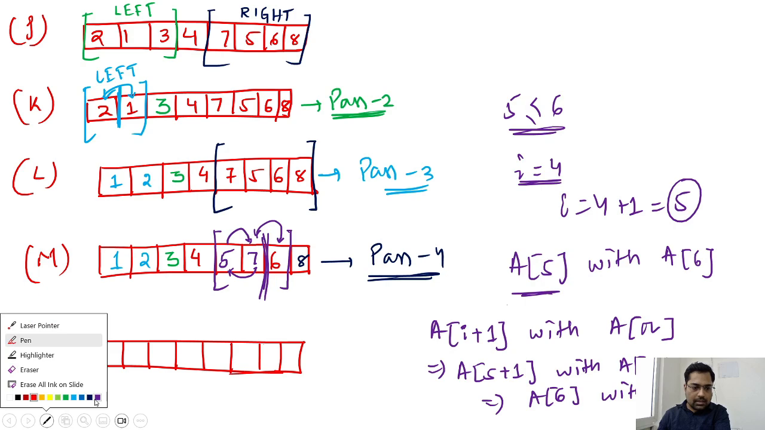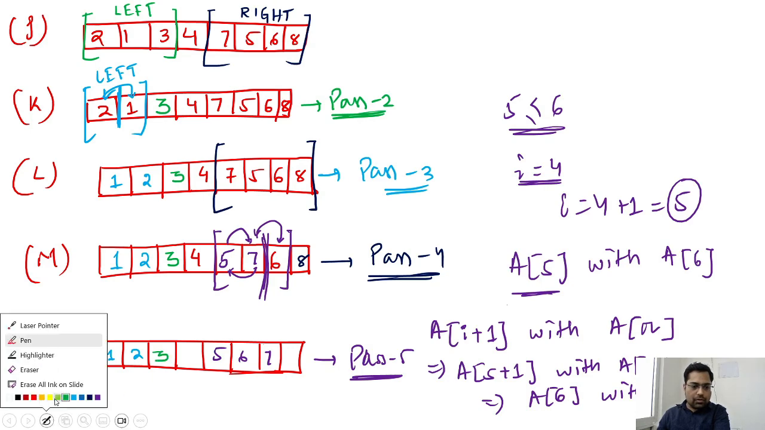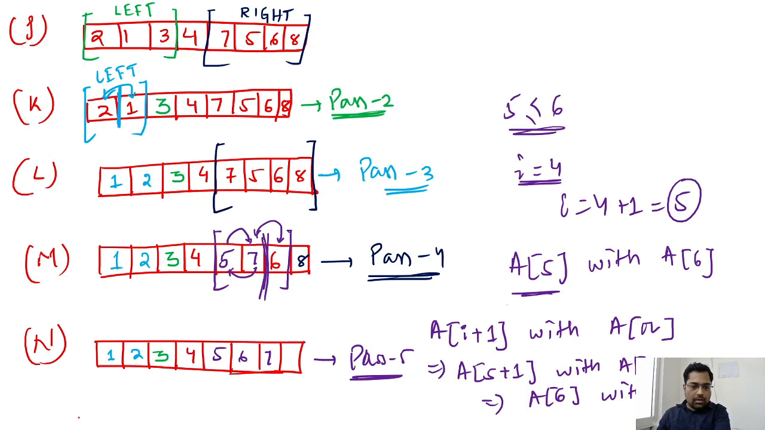I'm just changing the color. So here 5, 6, 7 I must write pass 5. Okay. So here it is 1, here it is 2, here it is 3, now here it is 4, here it is 8. So this is how we completed the quick sort.